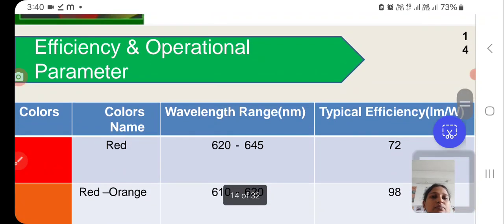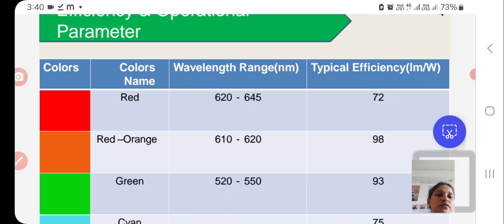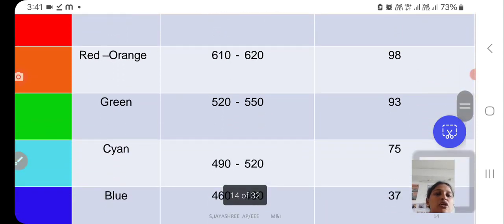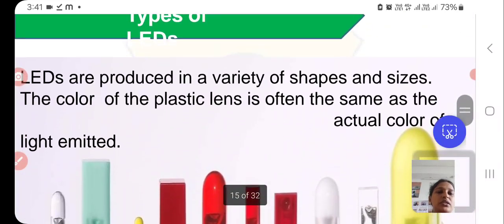For example, if an LED emits red color, then the wavelength range, which is given in nanometers, will be 620 to 645. Similarly, its efficiency will be 72, in lumens per watt. And if we want to obtain a red-orange color, red mixed with orange, then the wavelength will be 610 to 620, with an efficiency of 98. And for green color, it is 520 and the efficiency is 93, and so on for the other colors.